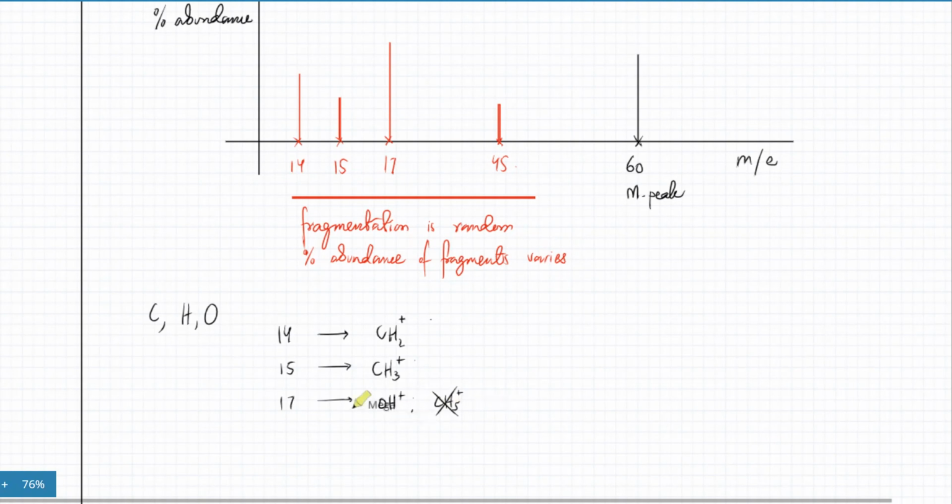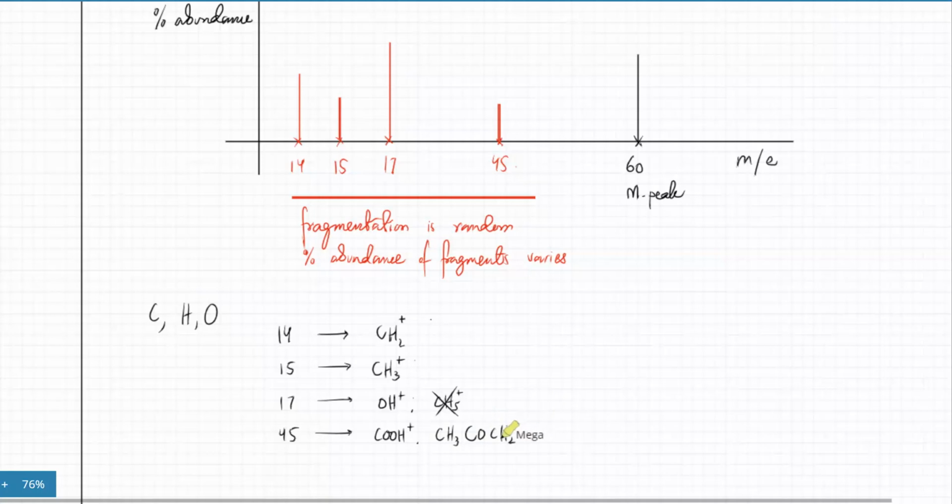Then what about 45? You can think of different arrangements where you can get 45. Some of them, like you could have COH. That's obviously 45. We know that it's CO, but you could have some other combination as well. CO is 12 plus 16, that's 28. Maybe there's a CH3 on one side. So that is 15 plus 28. What is 15 plus 28? That's 43. And maybe this is 45.